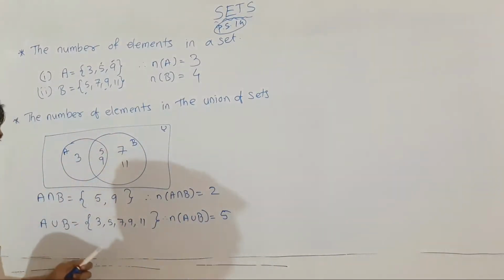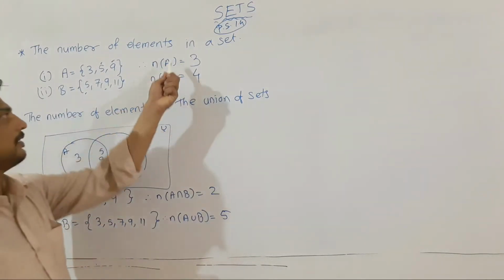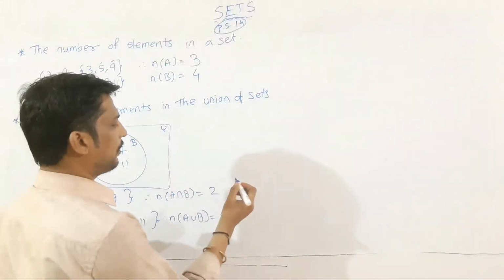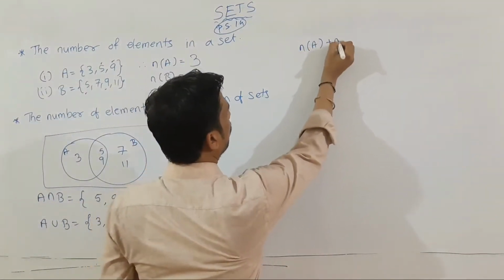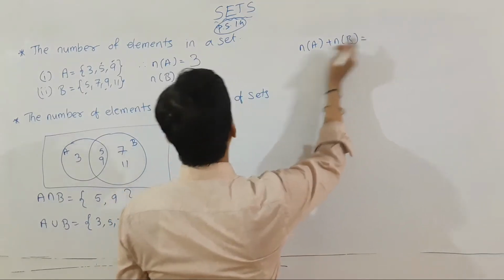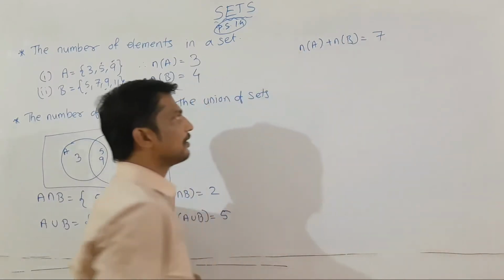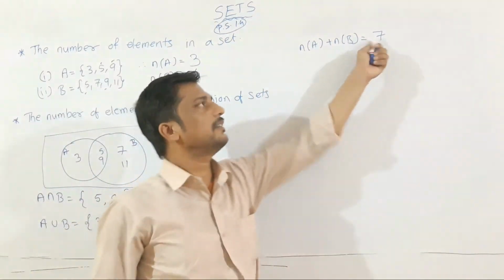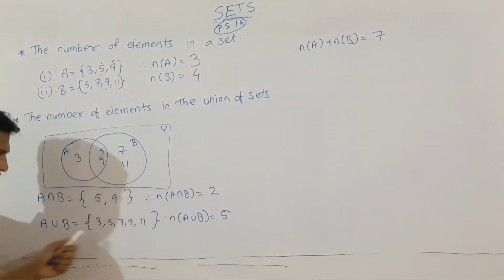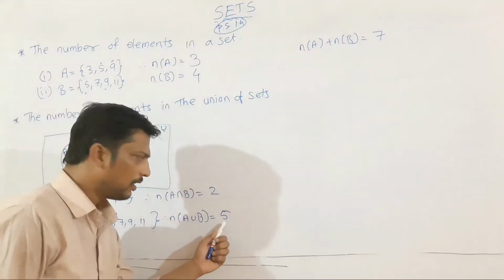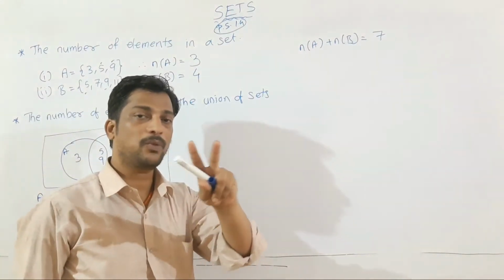Now see, just for your convenience, I am showing it. n(A) plus n(B), that means what? See it. n(A) plus n(B) is 3 plus 4, which is equal to 7. I got n(A) plus n(B) as 7. But n(A union B) is 5. Now, why is this less? Because there were two numbers which were repeating.